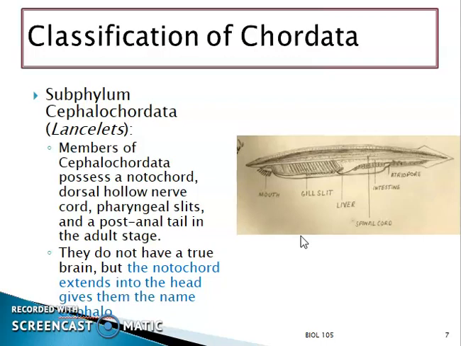adult stage. These are the organisms which have all four characteristics which are the main characteristics of phylum Chordata. So they do have all these. Here we can see one example, Amphioxus.